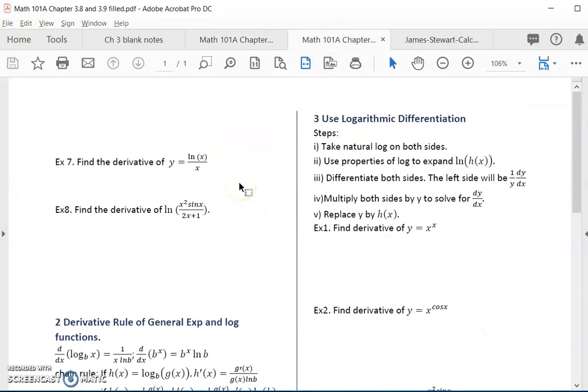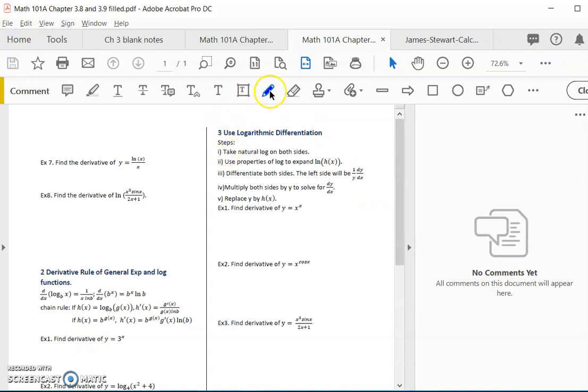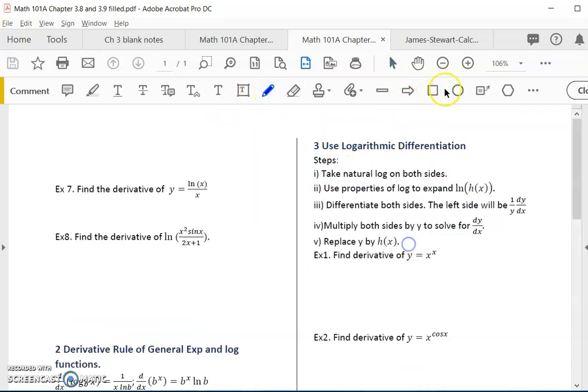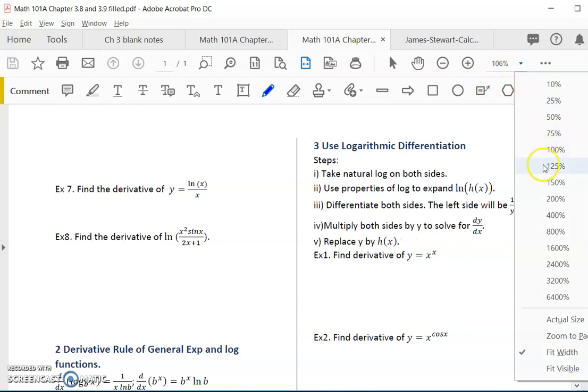So what is the next thing that we can do? We have two more. So number 7: let's do the derivative of y equals ln x over x. And then question 8 is a very interesting one that you should pay attention to, because it can be useful when we have a technique called logarithmic differentiation. So let's do example 7. I need to get the pencil, because the pencil is not enabled, and also I need to make this a little bigger.